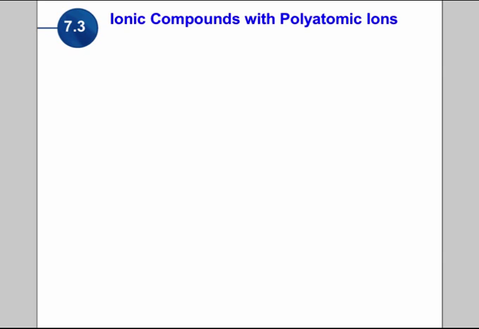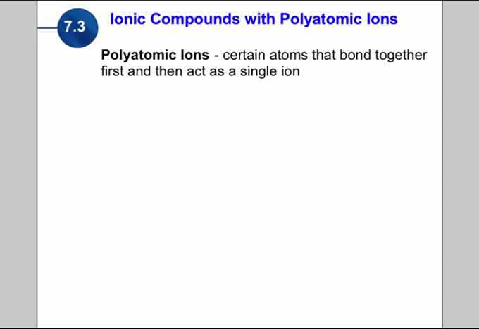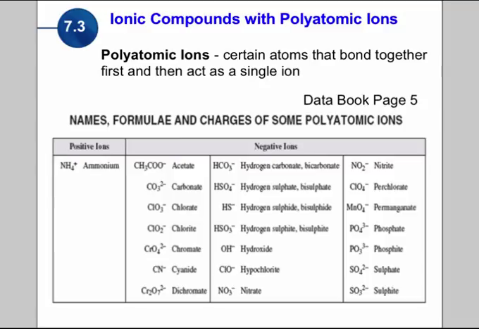Let's look at another type of ionic compound called a polyatomic ion. A polyatomic ion is where certain atoms form a bond, and then those bonded atoms actually have a charge and act like a single ion. These polyatomic ions, and there are many of them, can be found in your data booklet on page 5. And we're going to use page 5 along with our periodic table to write the ionic compounds for some polyatomic ions.